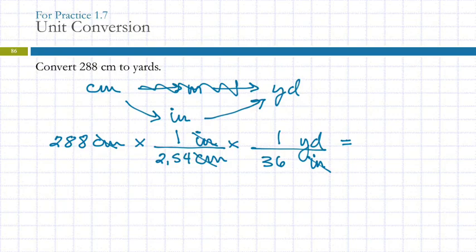How do I decide how many digits to write down? Sig figs. How many sig figs in 288 centimeters? 3. What about this guy? It's exact. That's an exact one. How about this one? Also exact. So I started with 3, I end with 3. So 3.14. There's 3 sig figs. I'm going to write down 2 more digits, 96. The unit is yards. And then I look at this first digit I'm getting rid of, and that tells me I'm going to round this up to 3.15 yards.